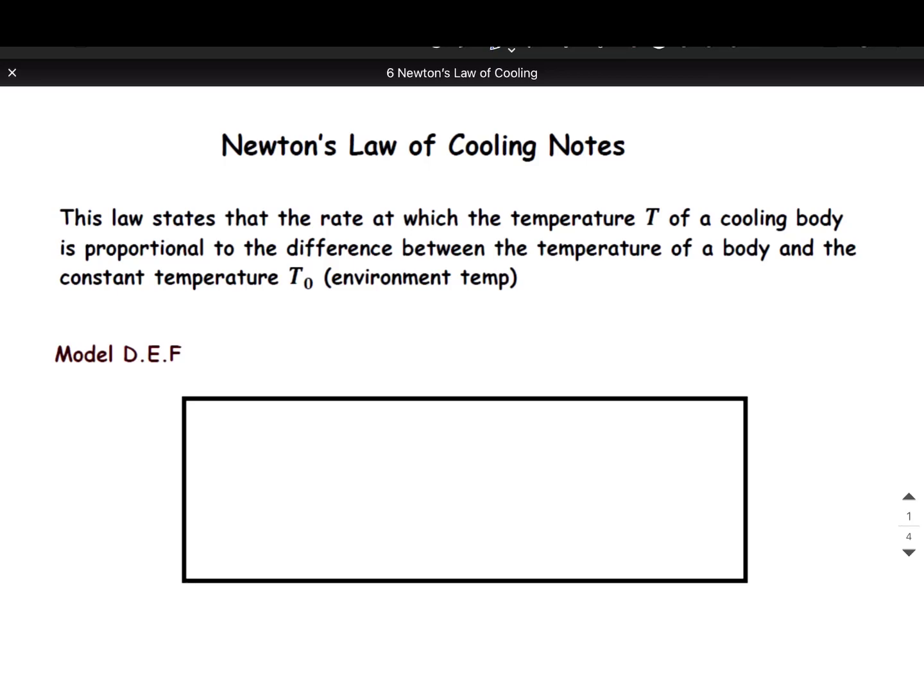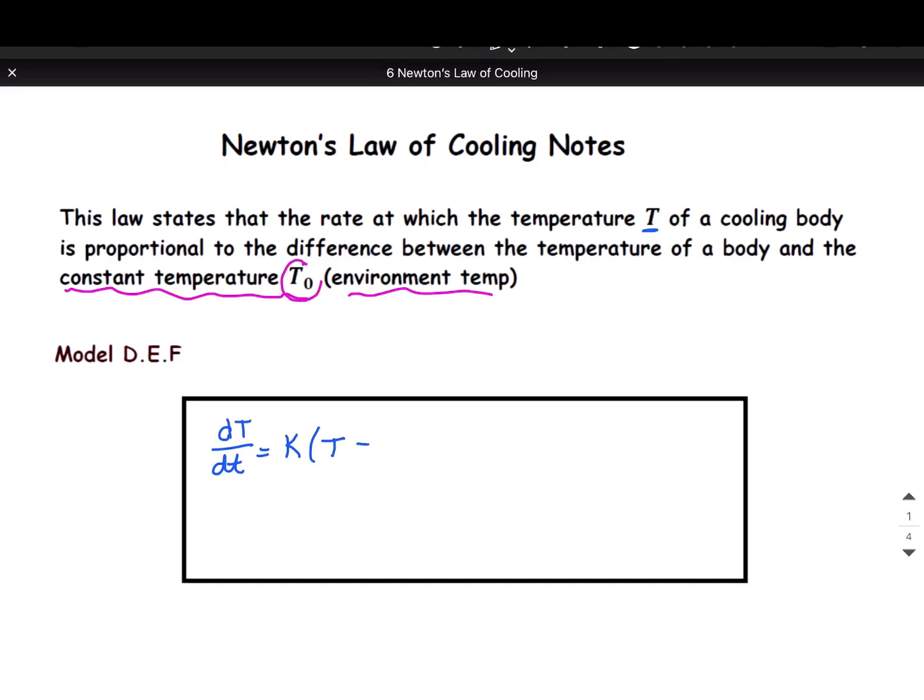So this law states that the rate at which the temperature T of a cooling body is changing is proportional to the difference between the temperature of the body and the constant room temperature, the environmental temperature.